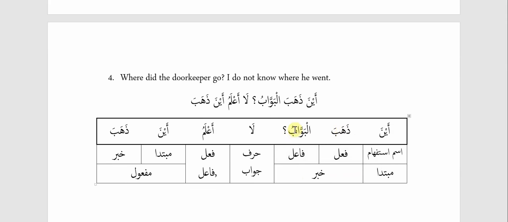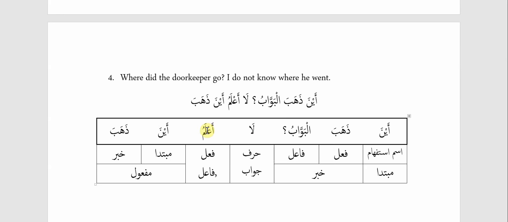So where did the doorkeeper go? Or in this case, because you have the full sentence, you're going to translate it as, where did the doorkeeper go? أين ذهب البواب؟ And you answer with حرف جواب for negation, لا, and then أعلم.